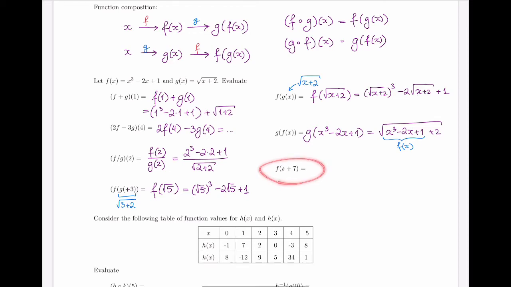For this last one here, it's just another exercise in function notation application. Again, this is now the input into the function f, which means that this expression will have to replace every occurrence of x in the function. So I'm going to have s plus 7 cubed minus 2 times s plus 7 plus 1. If you'd like to open up the brackets and simplify, this is fine. This is something that we're going to have to do when we get to the definition of the derivative later in calculus.